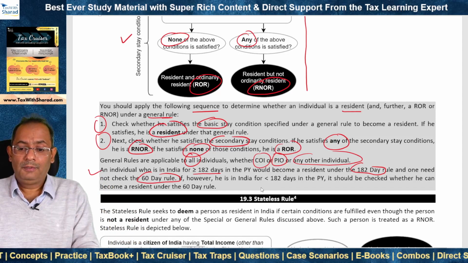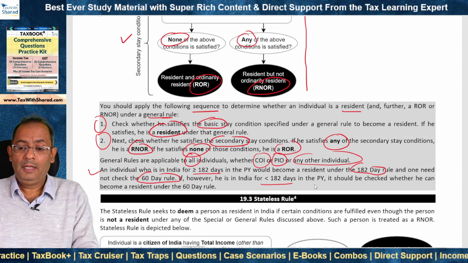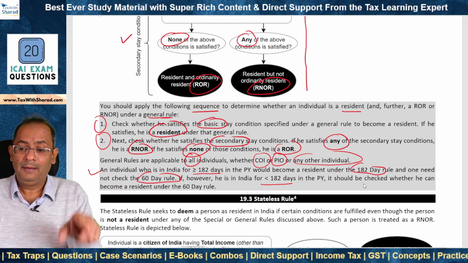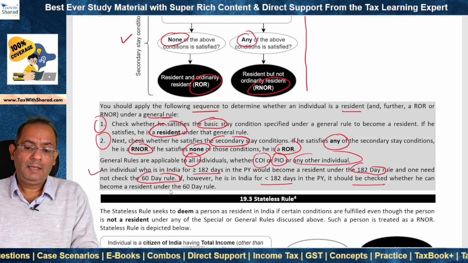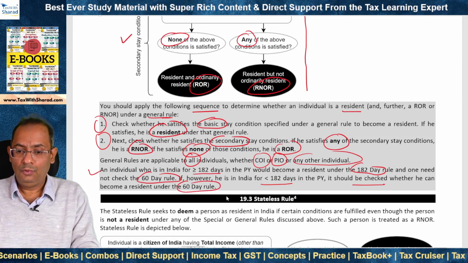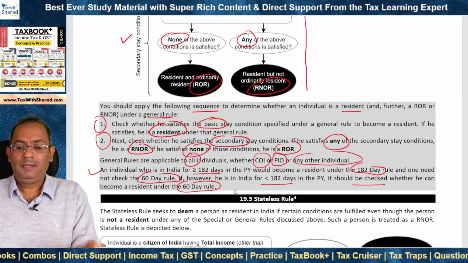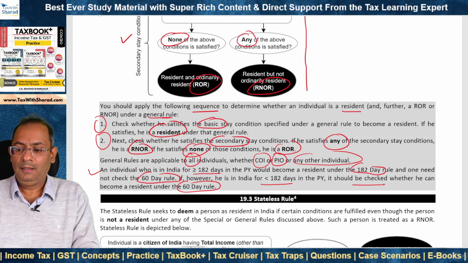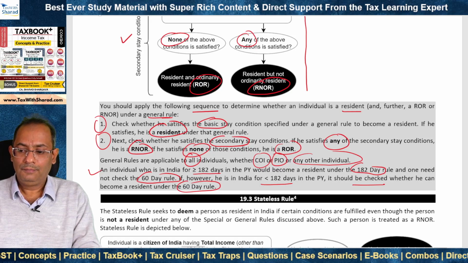If, however, the person is in India for less than 182 days and consequently he is not a resident under the general 182-day rule, then we should check whether he can become a resident under the 60-day rule. If he also doesn't become a resident under the 60-day rule, then we can say that the individual is not a resident under a general rule.